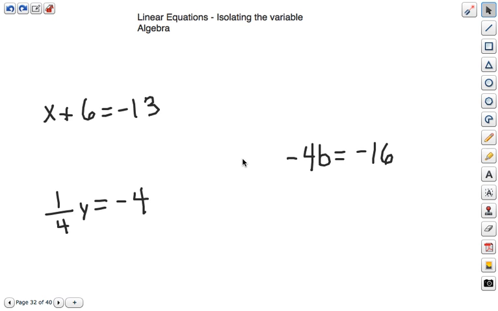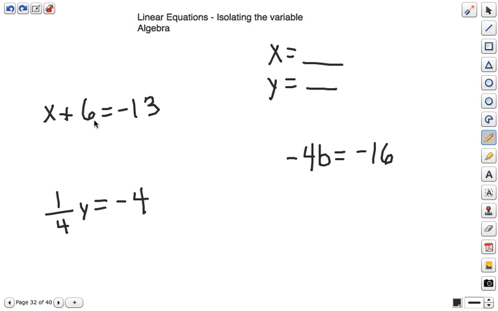Let's look at how to solve linear equations by isolating the variable. So when we say isolating the variable, what that means is at the end we want to have the variable by itself. So when we solve this equation, we want to have something like x equals whatever or y equals. So that's our goal here. When you solve these, we want to have the variable by itself. So let's look at a few examples on how we might do this.